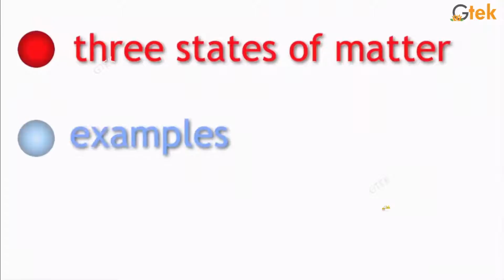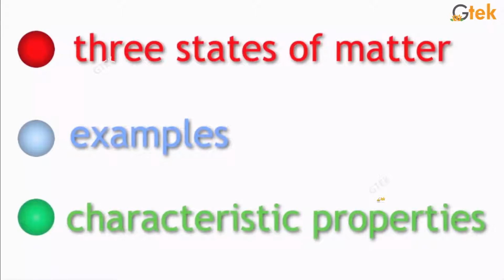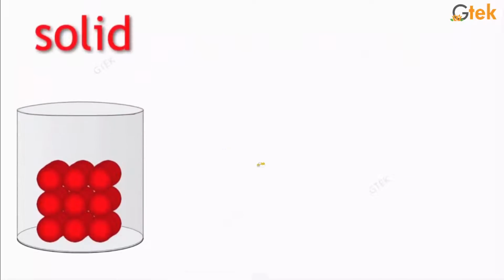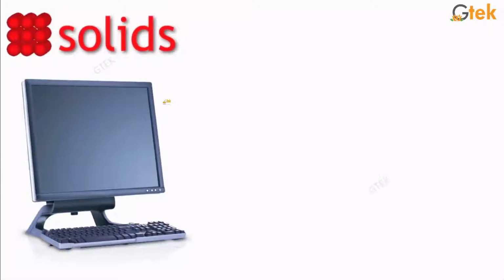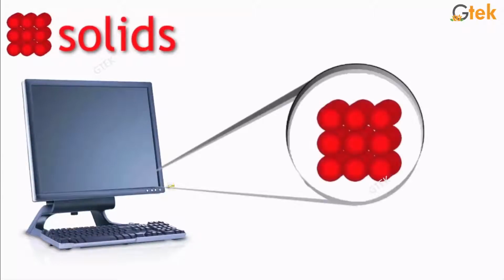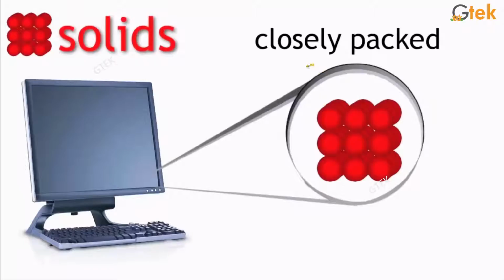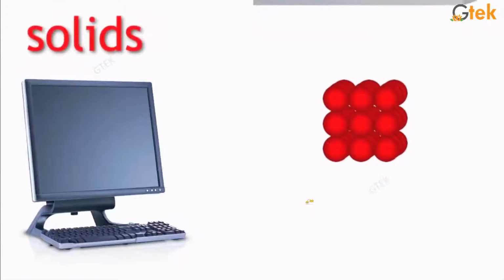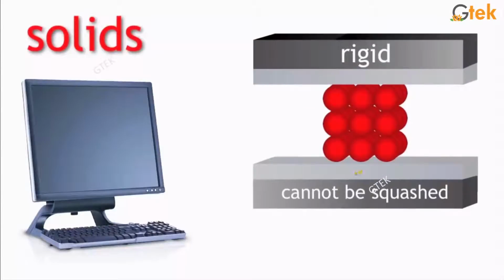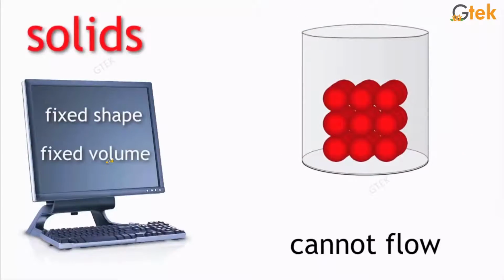Let's discuss the three states of matter, their examples and their characteristic properties. So the first one is solid, the other one is liquid, the other one is gas. Solids. So solid is nothing but a hard, compact substance, which is considered as closely packed with fixed positions. So it is rigid and cannot be squashed. Fixed shape and fixed volume, and it cannot flow.